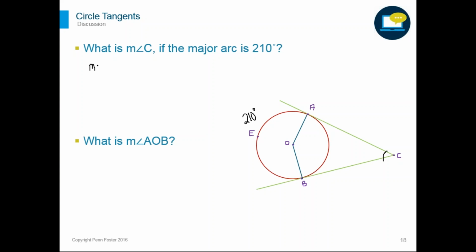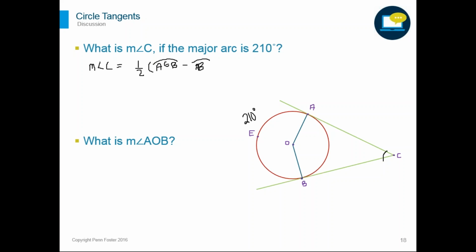We know that the measure of angle C equals half the difference of the major and the minor arc measure. So that would be AEB minus the measure of the minor one, AB. Let's look at this in the figure.